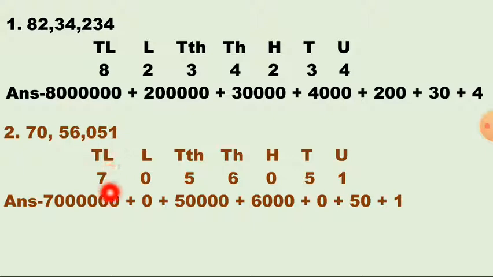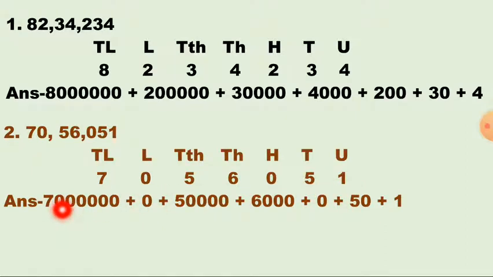Now the next example is 70,56,051. First we will write the place values. Now 7 is at 10 lakh place. Now at lakh place there is no number, so there comes 0. At 10,000 place 5 is there. At 1000 place 6 is there. At 100 place there is no number, so 0. Then at tens place 5 is there and at unit place 1 is there.